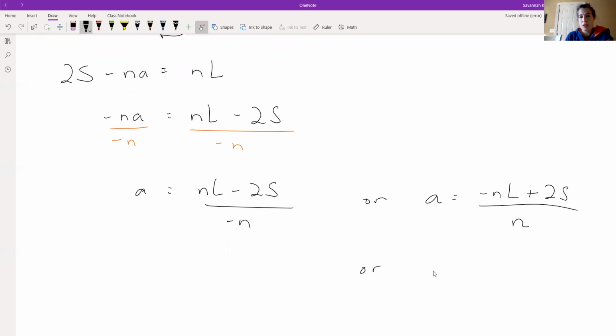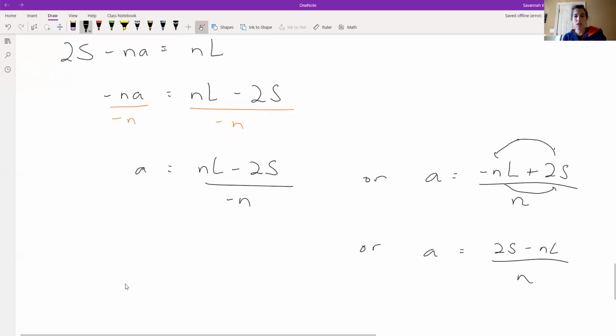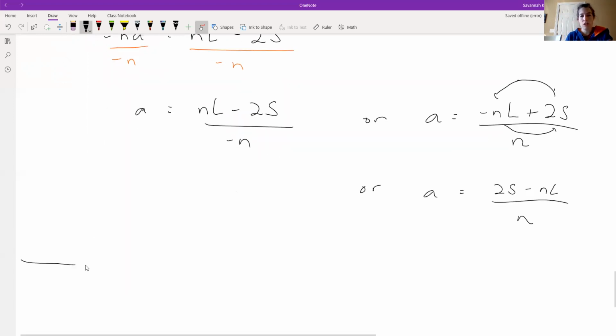Or I further suspect, based on what they did in the meteorology problem, that maybe they'd shift around the 2S and the nL like that. Any of those are acceptable in my book. If you were turning this in to me, any of those would be acceptable. Just know that they may not show up if you get the opportunity to check in the book.